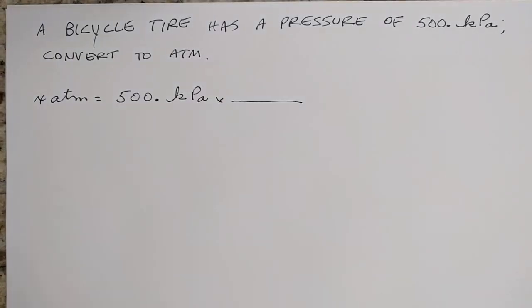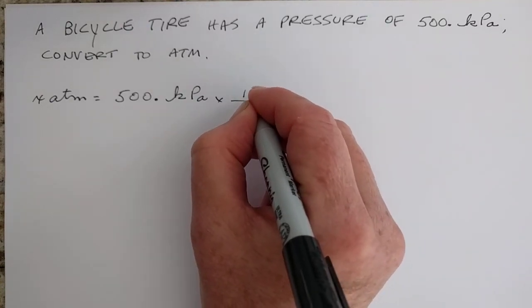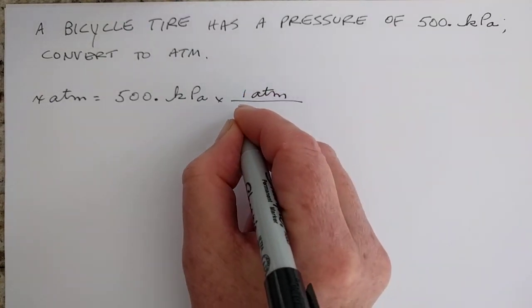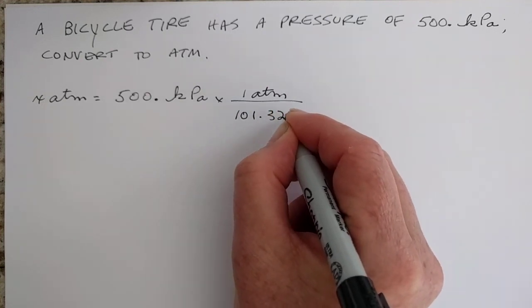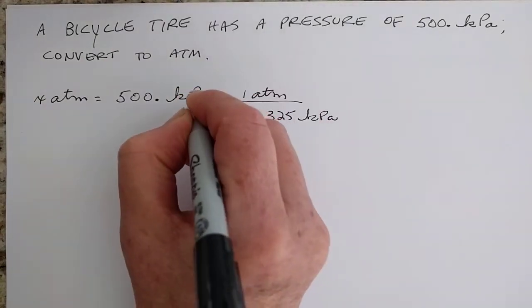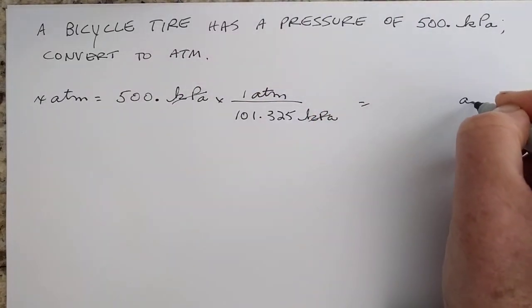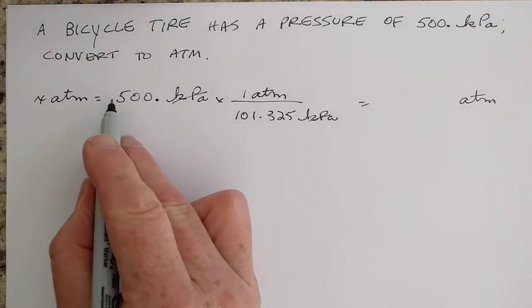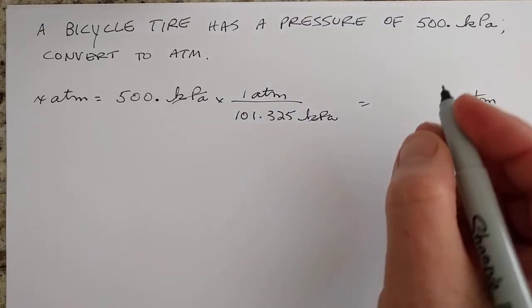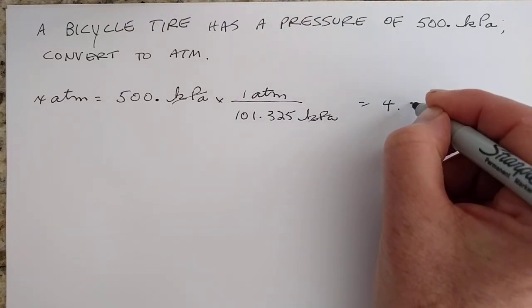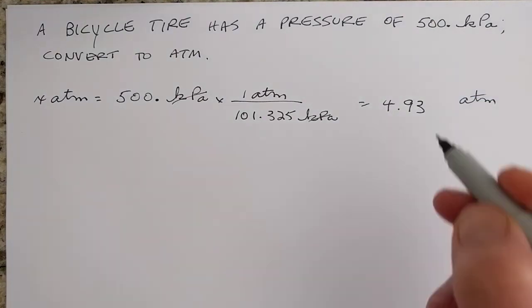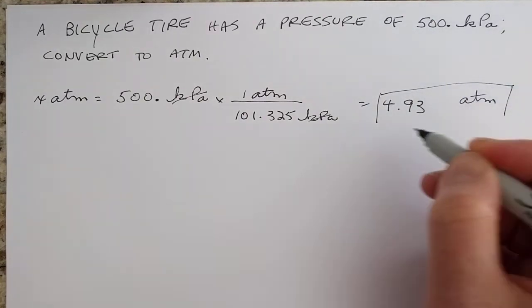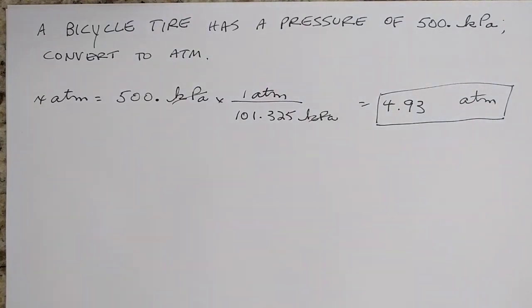Check our list of pressures, and we see that 1 atmosphere, and that's exactly 1 atmosphere, is equivalent to 101.325 kilopascals. Cancel out. We have the unit that we're looking for, and we just do that math. So 500 divided by 101.325 equals. Check our sig figs. The decimal point means that we have 3 sig figs. That's 6, so 3 we need, so 4.93 atmospheres.